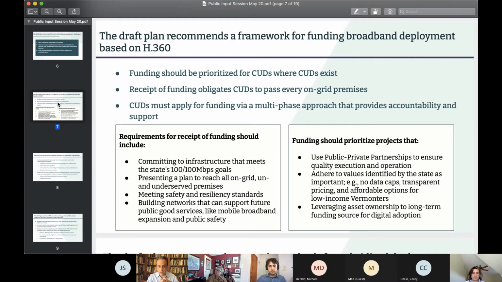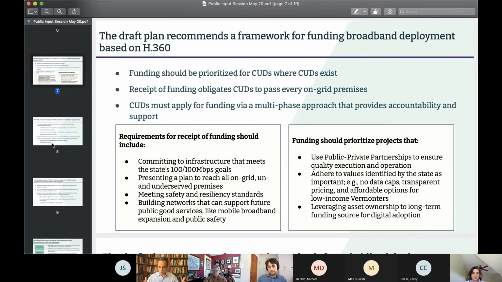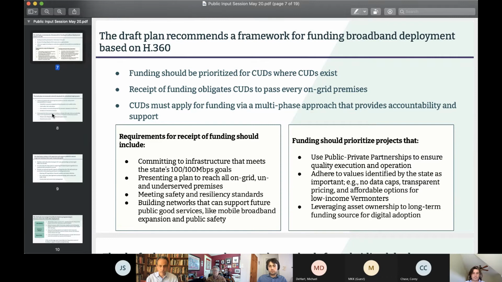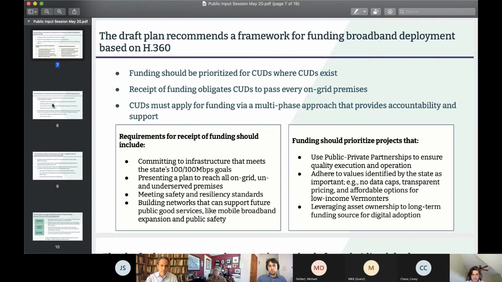It can't just be a check that is written. There needs to be an approach where a statewide perspective can be involved in making sure that there is accountability and the proper amount of support, because no one wants to have a CUD trying to build something that they don't have the resources to actually execute on. This is meant to be a collaborative effort to support the CUDs, but there does need to be a multiple phase process for accessing those resources in our view.